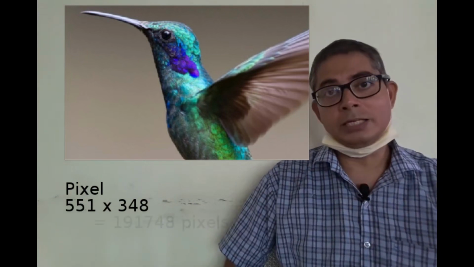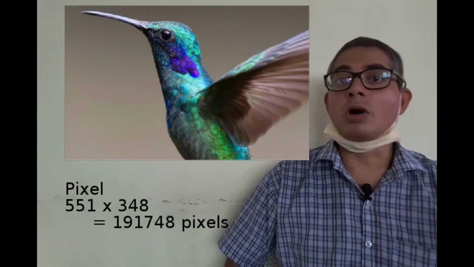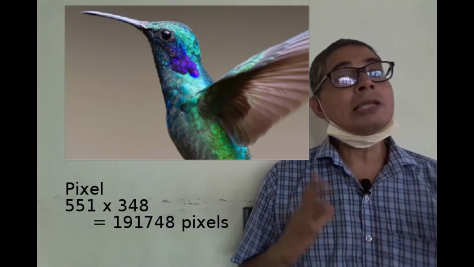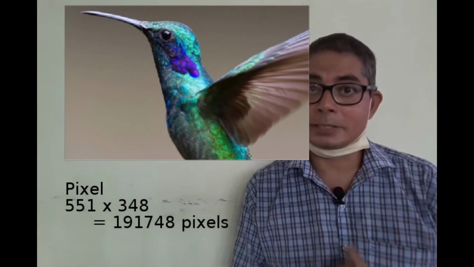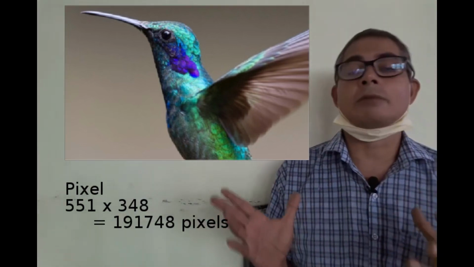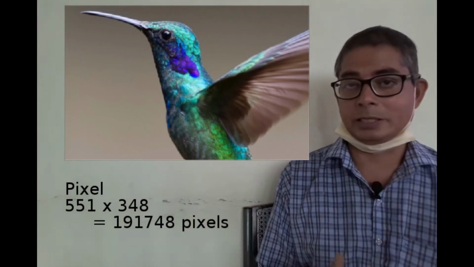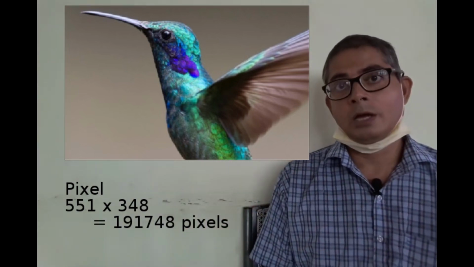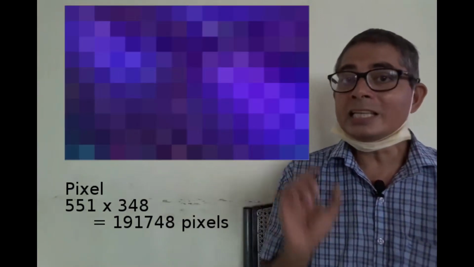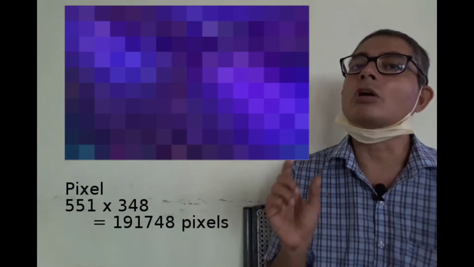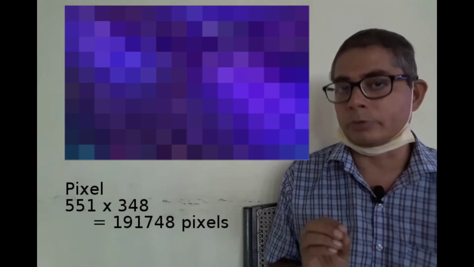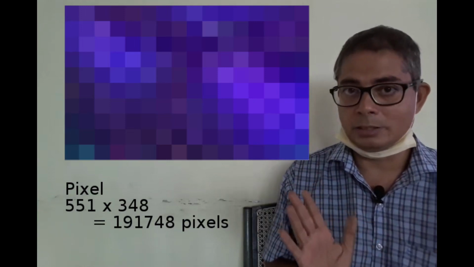So that means we have got 191748 pixels in all. When you hear about a 13 megapixel camera, the matrix is so very large that there are about 13 million pixels in all. Now let's zoom down to the pixels again. Each pixel is a tile of solid color, and each color is made of three components: red, green and blue.